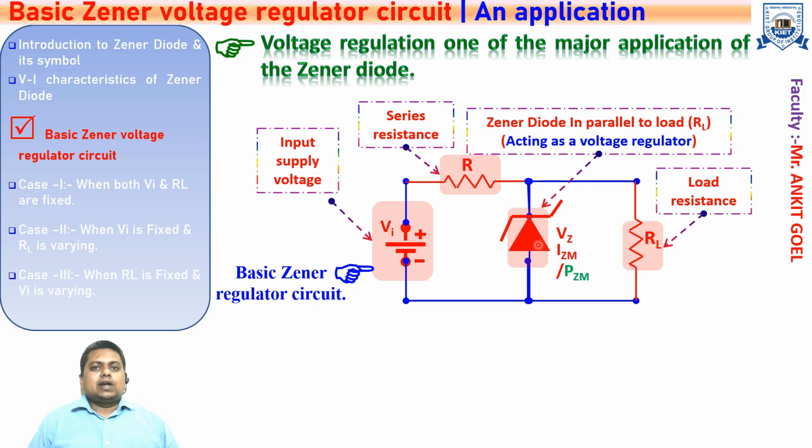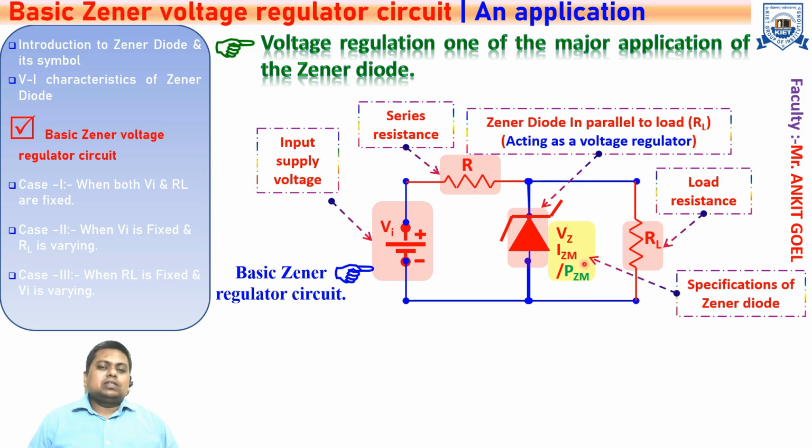Besides that, the Zener diode has its own specification denoted by Vz, and out of IZM and PZM, one parameter or specification will be given. So if the IZM is given, you can calculate the PZM, and if the PZM is given, you can calculate the IZM. IZM is the maximum Zener current, and PZM is the maximum power dissipated across the Zener diode, right?